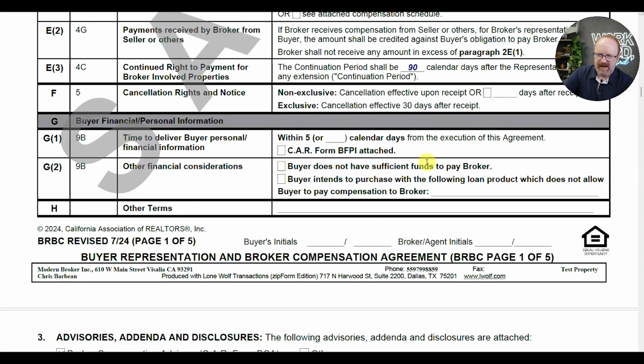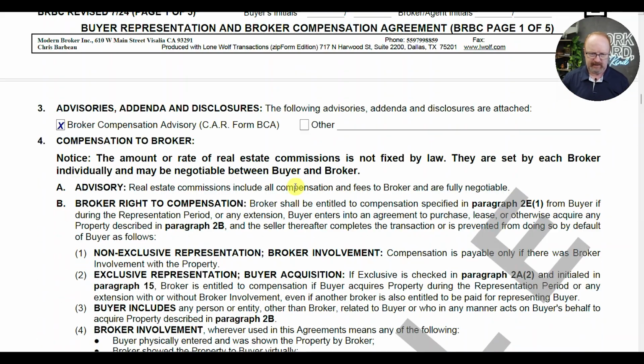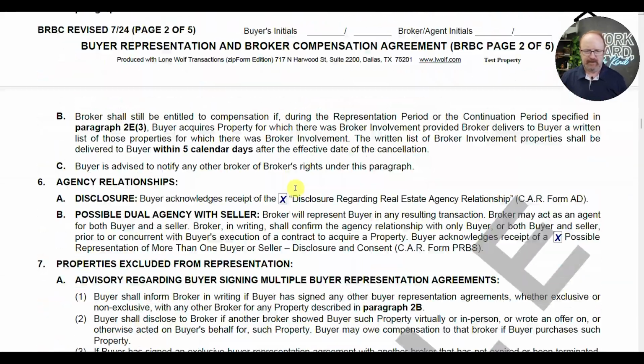If the buyer does not have the funds to pay you, you're going to want to check this box. Or if they have a loan that doesn't allow them to pay you, you're going to check this box. So what does that mean? What is the implication of checking this box? Let me show you.